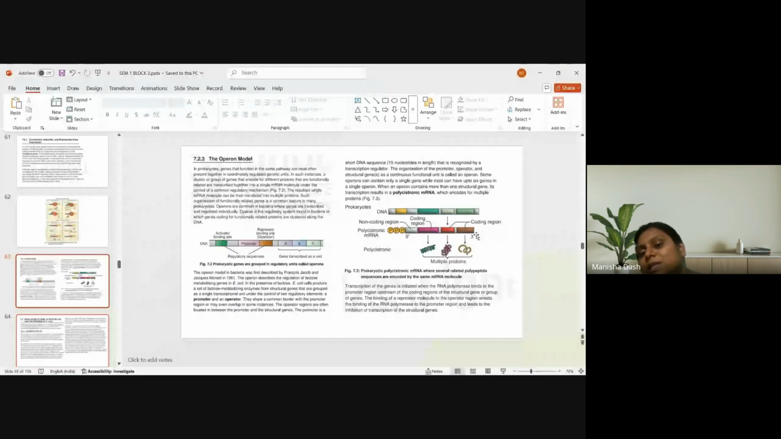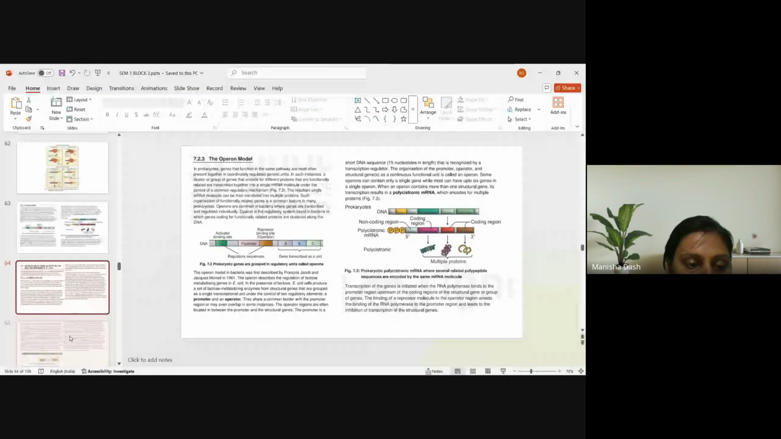Okay, so here you can see that the one gene, one enzyme hypothesis is there. Each gene has its own protein. Each gene is coding a single polypeptide. So multiple proteins are produced. That is why this kind of mRNA is called polycistronic mRNA.